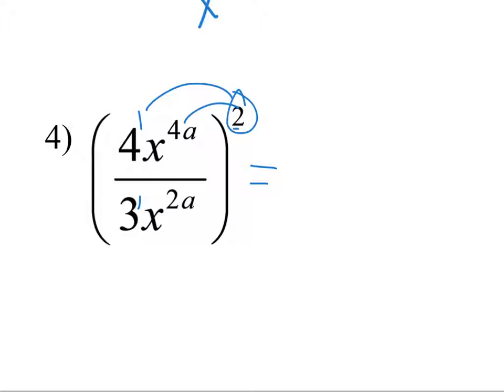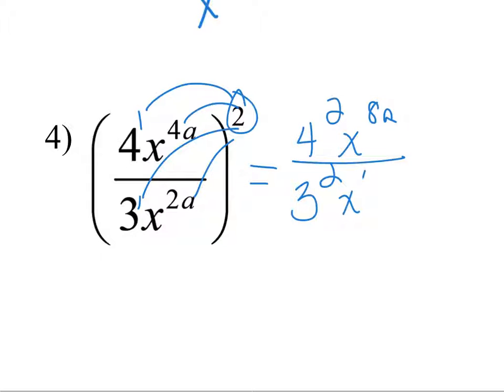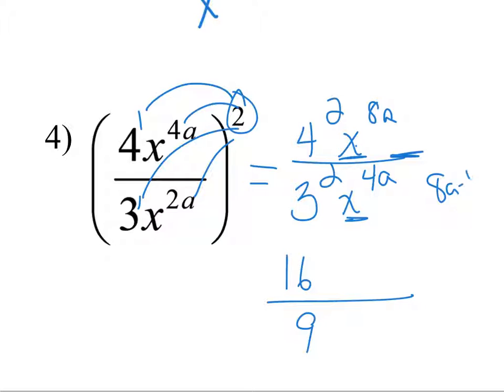So when you distribute to all exponents, 4 squared, x to the 8a, 3 squared, x to the 4a. So these guys are numbers. It's 16 over 9. Can't really do much with that. This is division, and these are the same bases, so I just subtract them. So remember, whenever I subtract, the answer always goes on top. And there's really nothing else I can do.